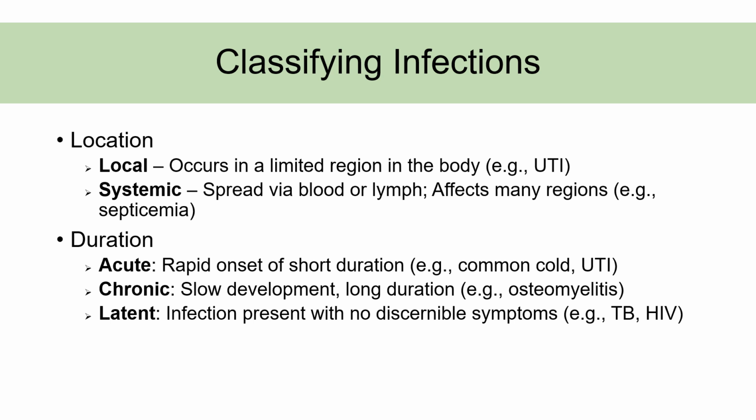Then we have duration. Is it acute, chronic, or latent? So if it's acute, it's going to be something that comes quickly and probably doesn't last that long. If it's chronic, it may have an insidious onset or slow development, and it can be around for much longer. Then we have latent. This refers to an infection that is present, but usually you're asymptomatic. That means you're not showing any signs and symptoms or no clinical manifestations.